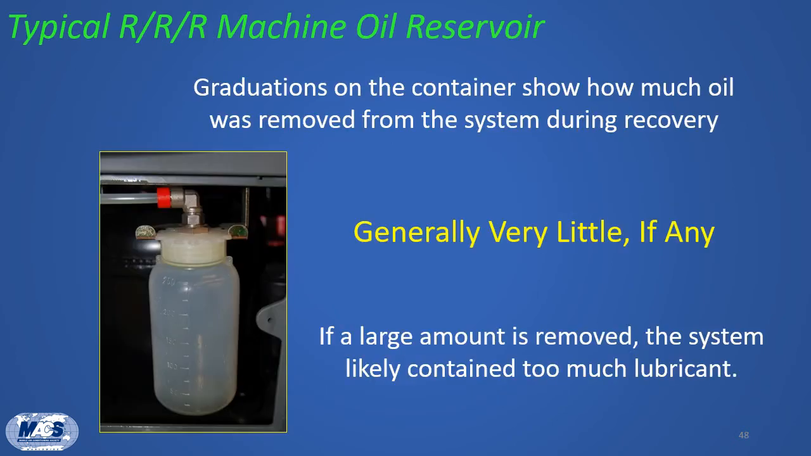Some of your RRR machines will have that oil reservoir right on the outside or on the bottom of the machine. And the container itself will have little graduations on it that show how much oil was removed during recovery. Generally, you're going to see very little oil, if any at all, but it really depends on the system that you're working on. However, if a large amount of oil is removed, the system may likely have contained too much oil to begin with.